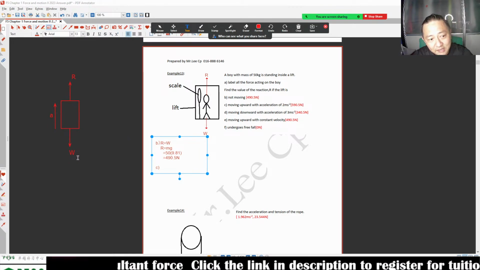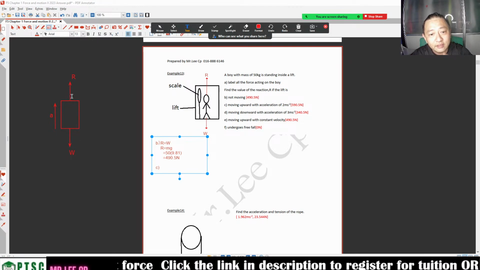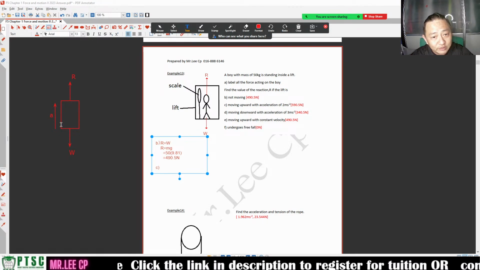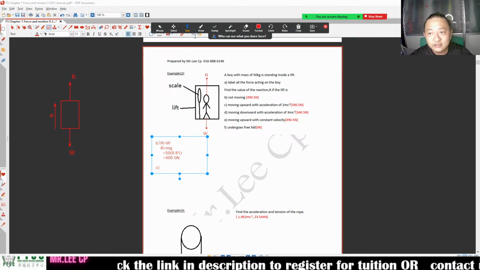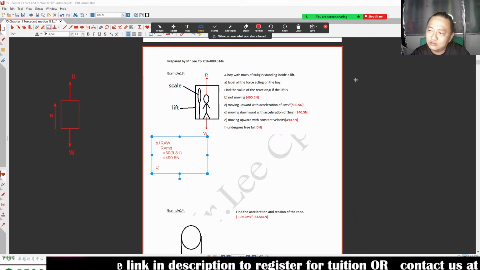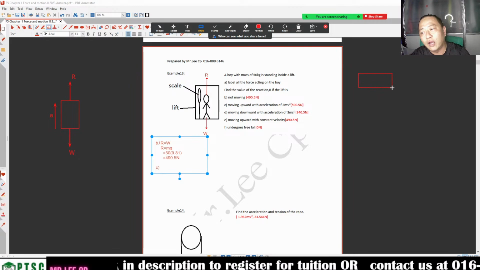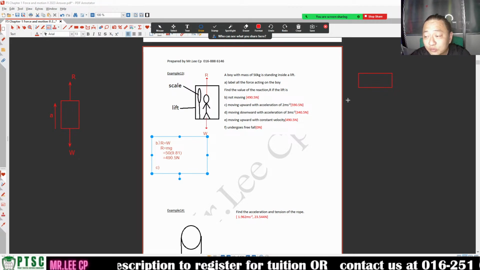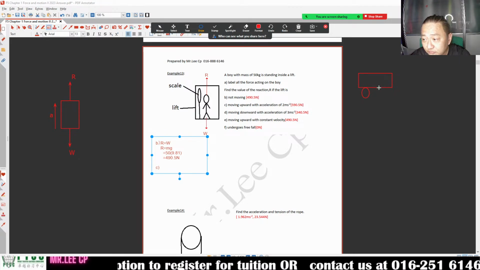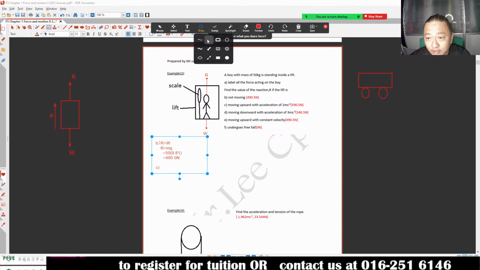I repeat one more time. Why is this leaf moving upward? Because R is greater than W. Now, of course, your teacher, I don't get it. All right, I don't get it. Why? All right. Now, as I showed you before, this is a trolley.